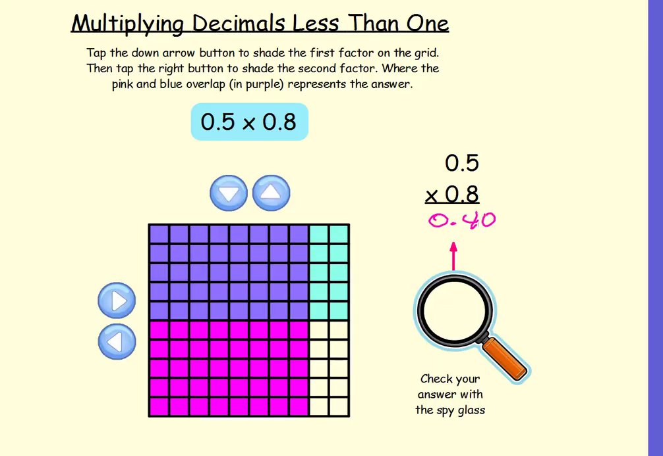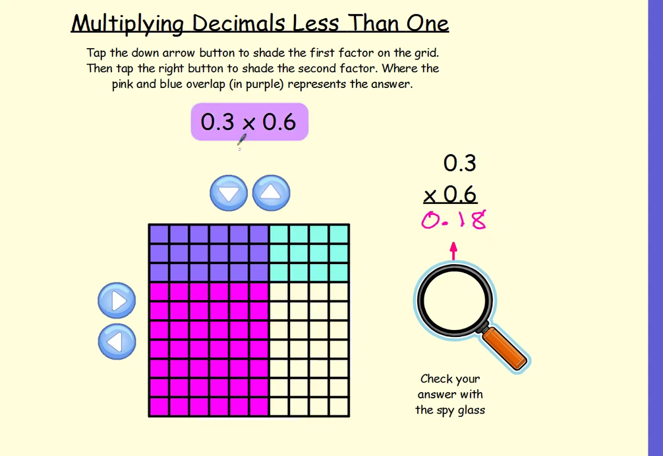Okay, now let's look at our newer models here. Here they both had decimals, 5/10 and 8/10. Was our answer in the tenths? No, it was in the hundredths place. What about this one? We had tenths times tenths, and our answer was in the hundredths. Ooh. What's 10 times 10? 100, right? So what is a tenths place times another tenths place? A hundredths place.